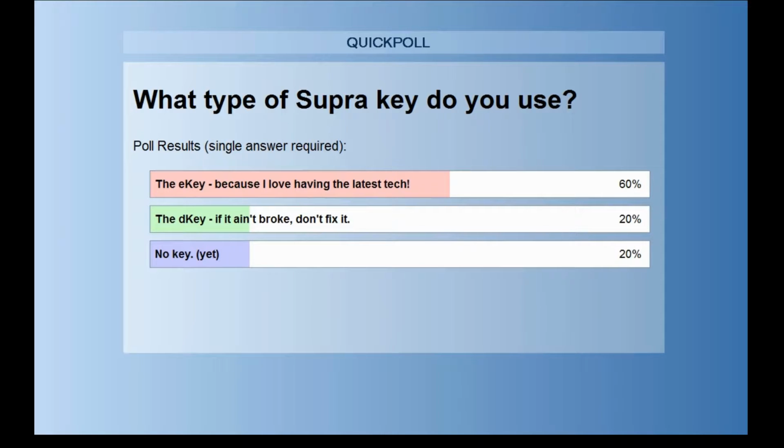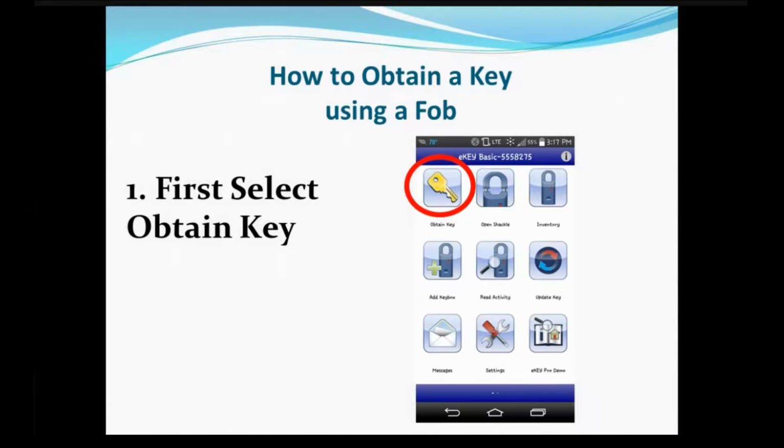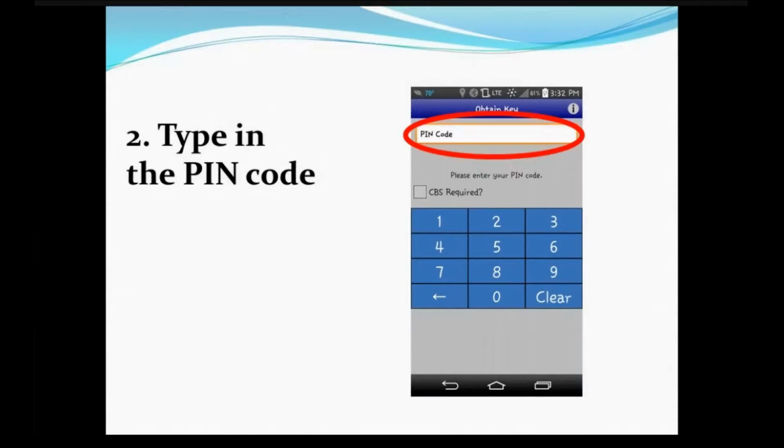Okay, so we're going to go ahead and get started. First thing we're going to go over today is how you actually obtain a key. So the first thing you're going to do is actually open up your app on your phone and select Obtain Key. The next screen that will come up on your app is going to be the PIN code. So you'll enter your 4-digit PIN code.